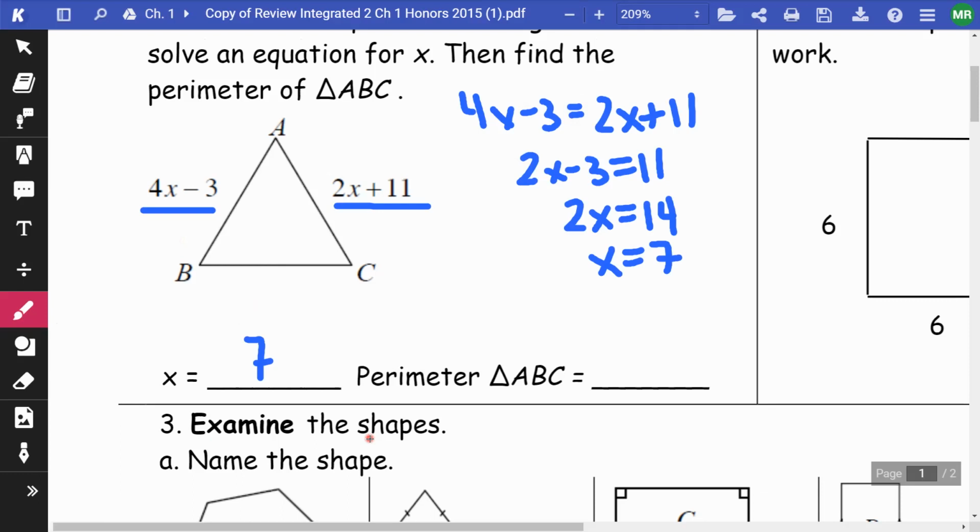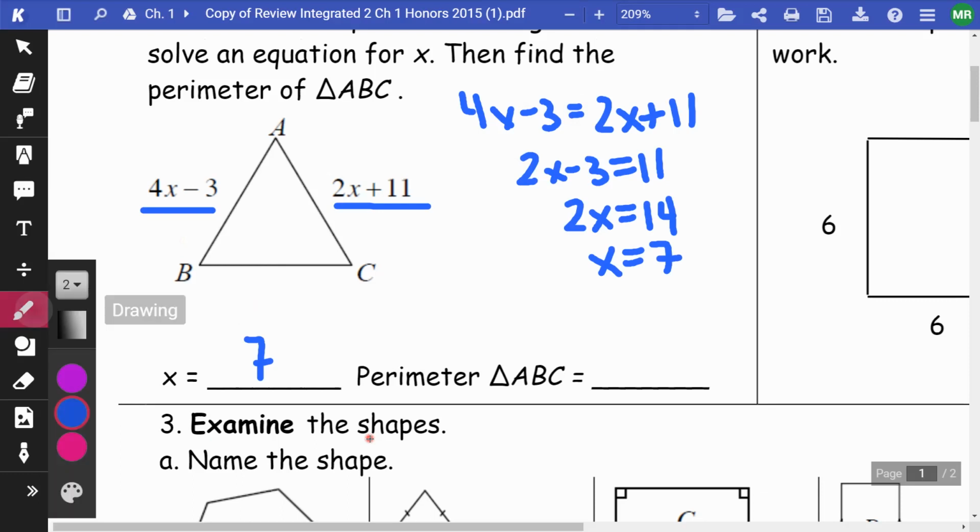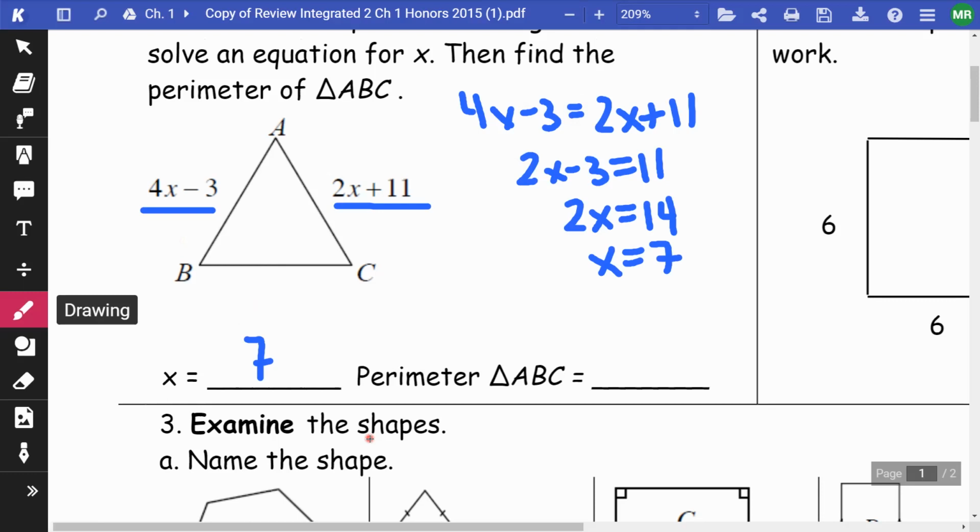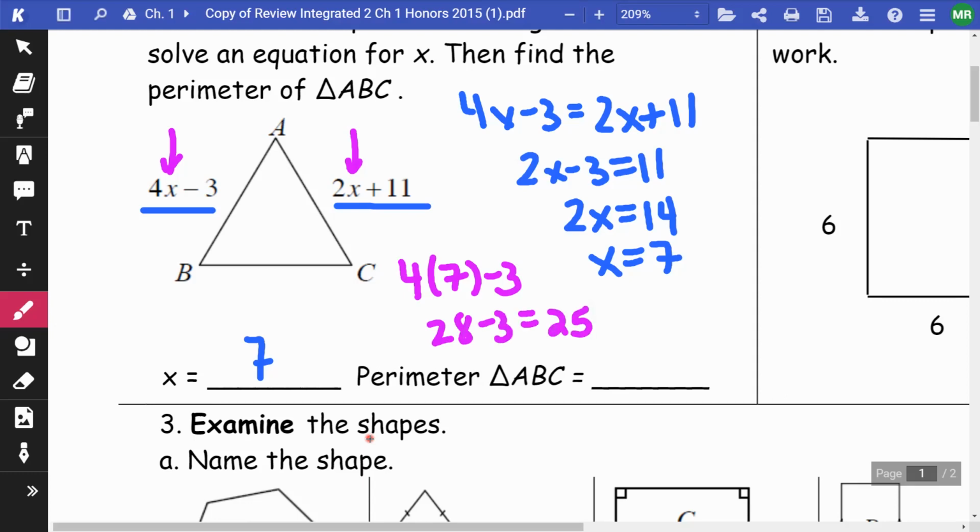So x is 7. Then I am going to put in this 7 for my x into either equation. So let's say I do it into the 4x minus 3. So 4 times 7 minus 3, that's going to be 28 minus 3, which is 25. Now, if I would have put it into this one here, 2 times 7 is 14. 14 plus 11 is also 25. So basically, my perimeter is going to be 3 times 25 because I have all three sides being 25, which is going to be 75 units.